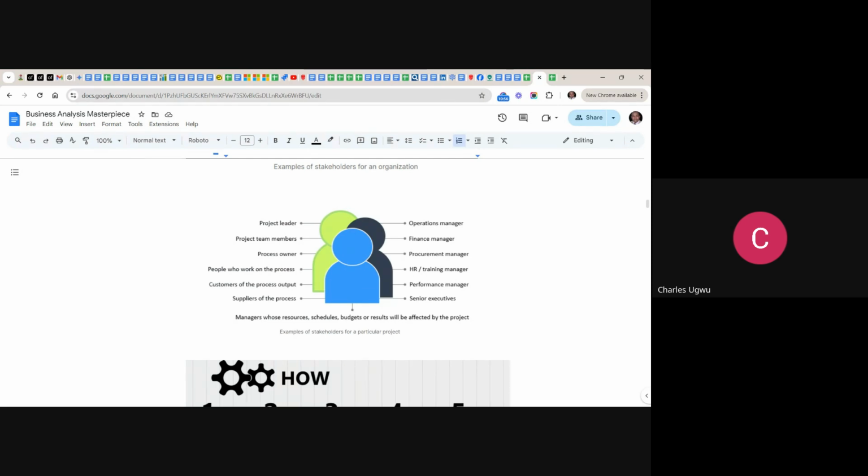These are people that are likely going to affect your project in one way or the other. Like, let's say, a finance manager. He's a stakeholder because they are the people that authorize every payment. If they do not understand any payment request you are making, they will not approve it.